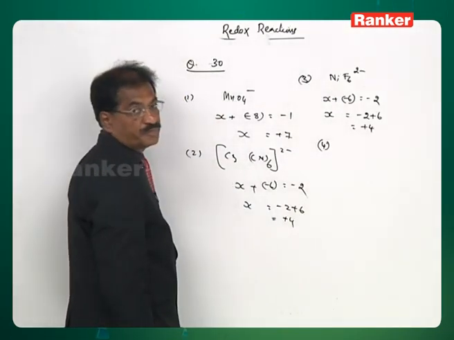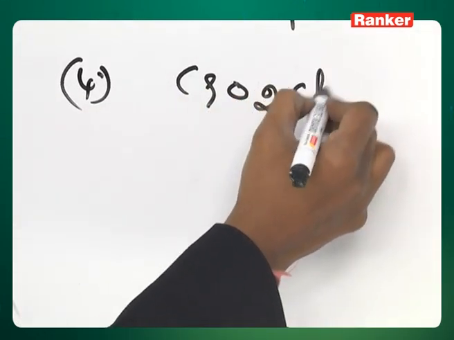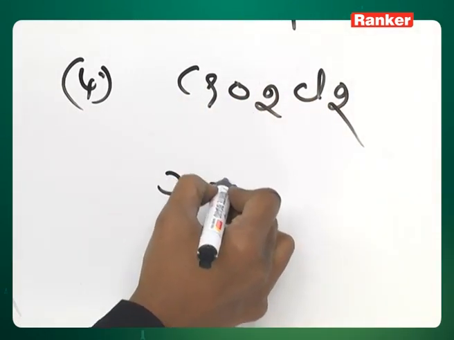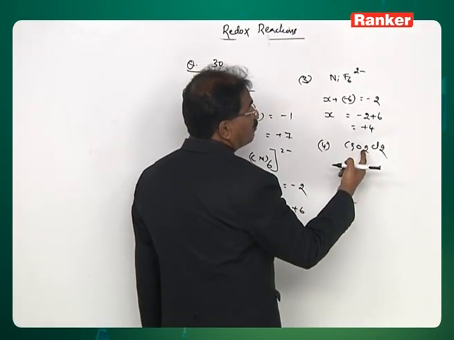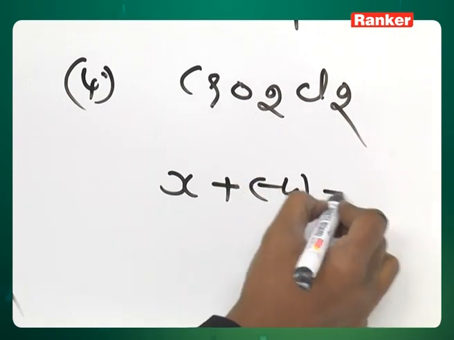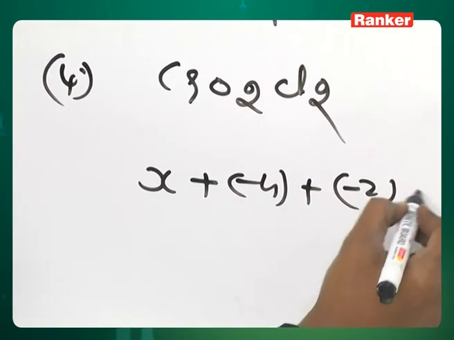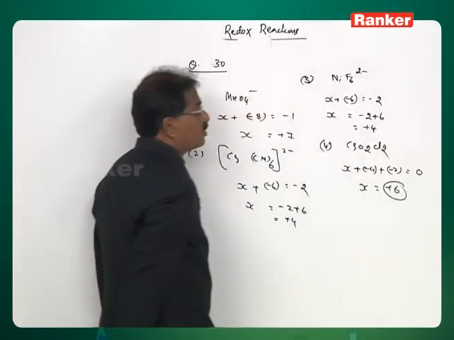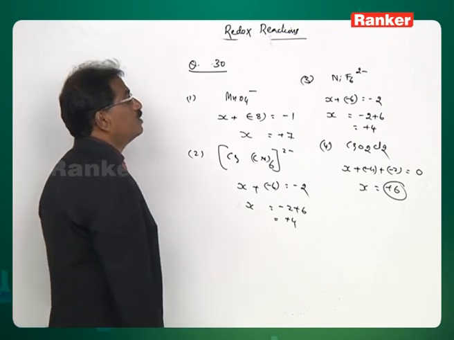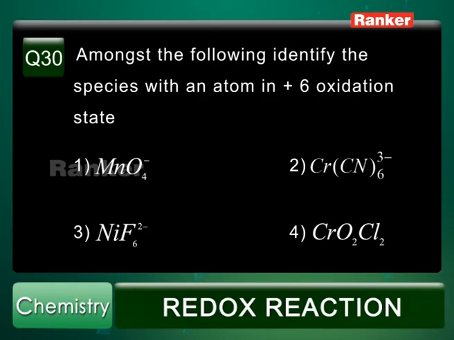Next, 4. Here CrO2Cl2. Here chromium is X. For each oxygen -2, therefore -4. Next for each chlorine -1, so 2 are there, so -2. Therefore X is equal to +6. Therefore in the fourth option, we got the central atom with oxidation state +6. Hence the answer is the fourth option.